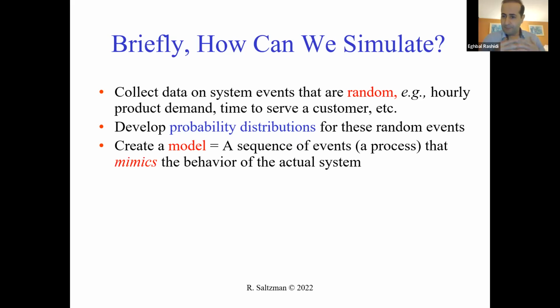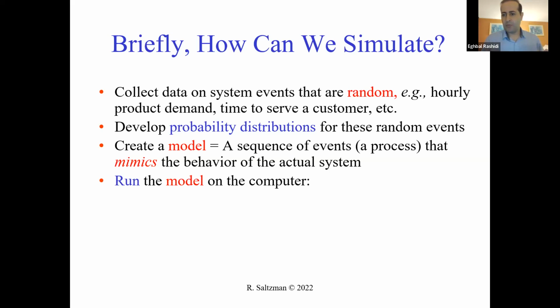After we have the probability, after we have the randomness taken care of, we build a model. Okay, so we create a model. The model is just going to be a sequence of events or a process that simulates or mimics the real system.